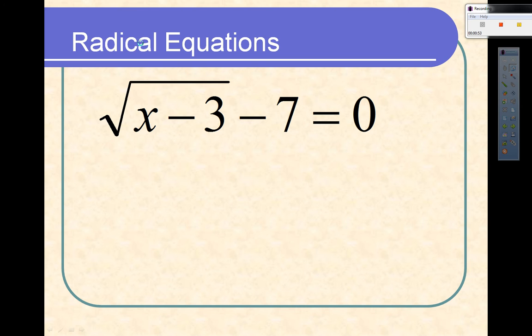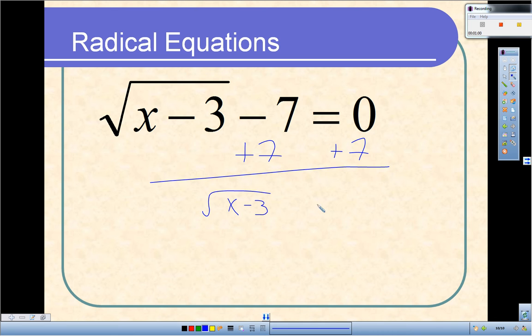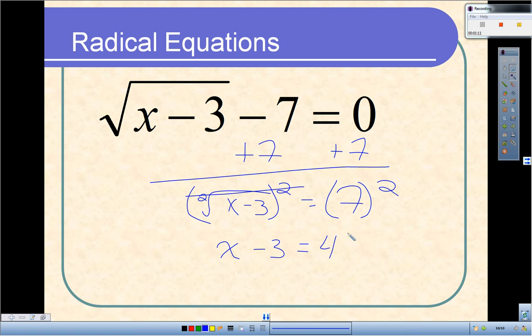For the next one, again, isolate your root first, so I'm going to add 7 to both sides, so that's going to give me the square root of x minus 3 equals 7. The understood root here is 2, so to get rid of a root of 2, we're going to square it. The root and the square cancel out, so that leaves me x minus 3 equals 49, and to finish solving this for x, add 3, so that gives me 52.